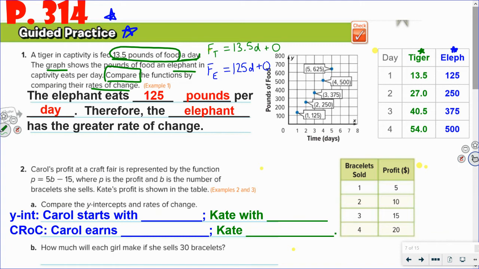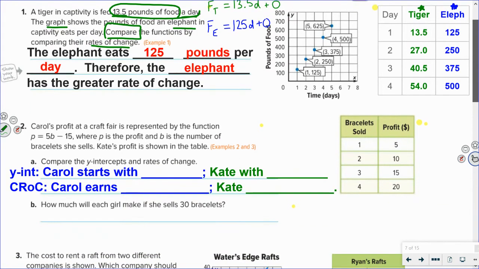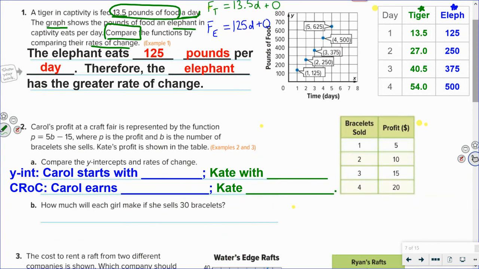Let's go on to number 2. As we complete number 2, I want you to ask yourself, how are number 1 and number 2 similar? How are number 1 and number 2 different? Pause if you want to read it on your own. Otherwise, I will read it out loud.